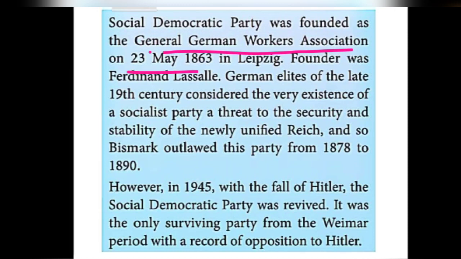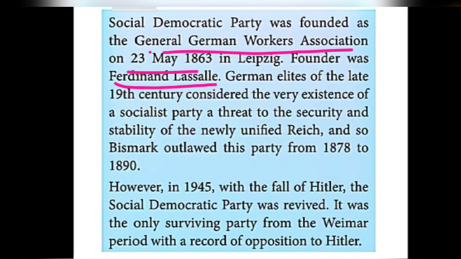Which date? 23rd May 1863 in Leipzig. So who was the founder? That is the question, the 1 mark answer. Ferdinand Lassalle. Yes, Ferdinand Lassalle only was the founder of the General German Workers Association.